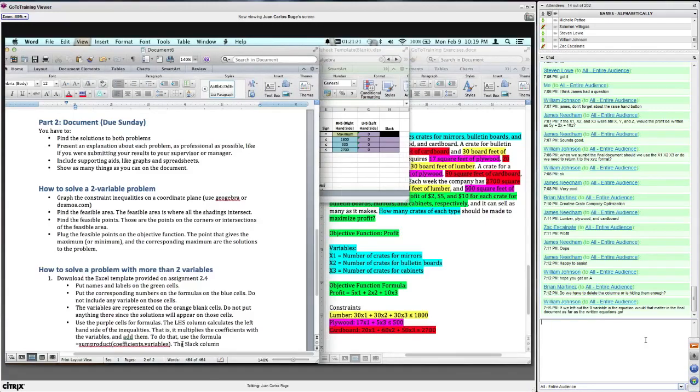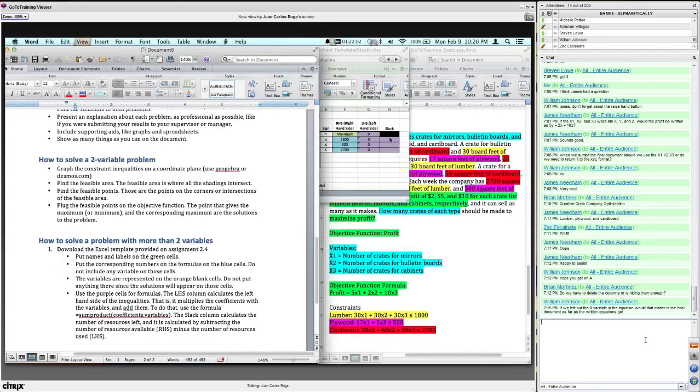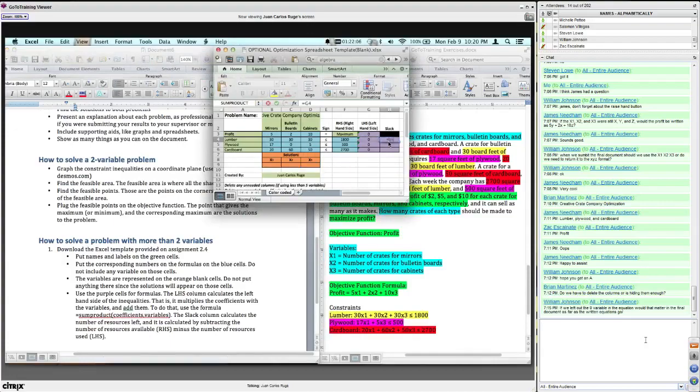The slack column calculates the number of resources left. It is calculated by subtracting the number of resources available, that is right-hand side, minus the number of resources used, which is LHS. So here, the only thing you have to do is, this cell is going to be equal to right-hand side minus left-hand side. And this is equal to right-hand side minus left-hand side. Okay?